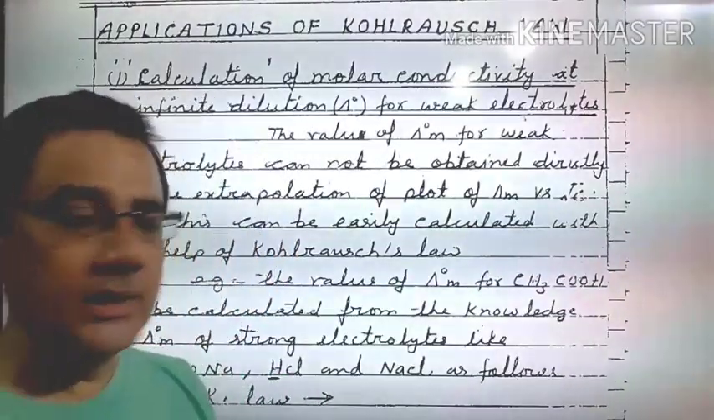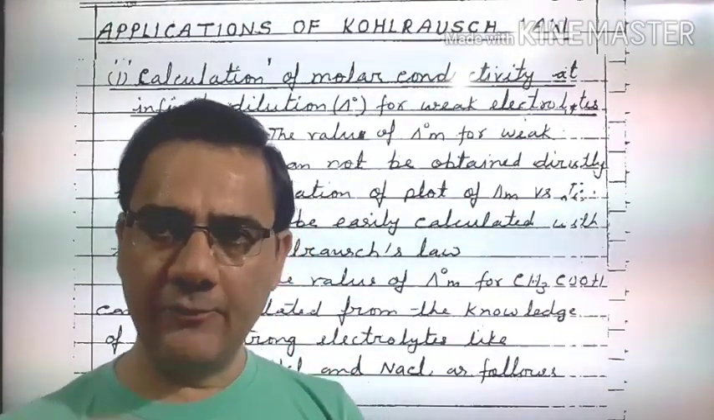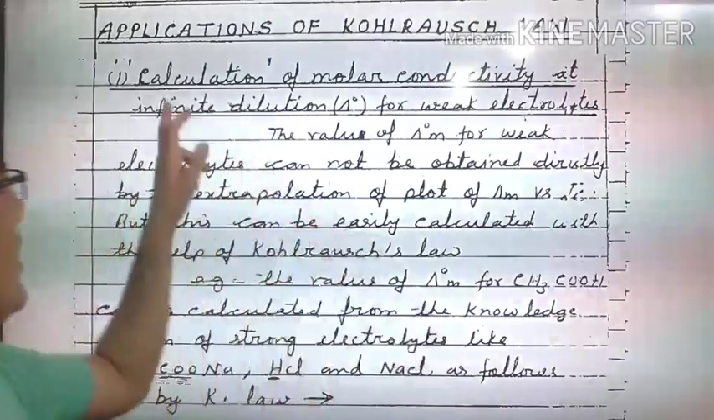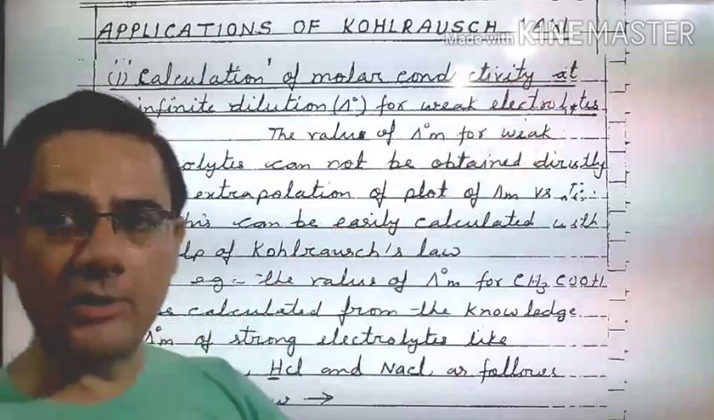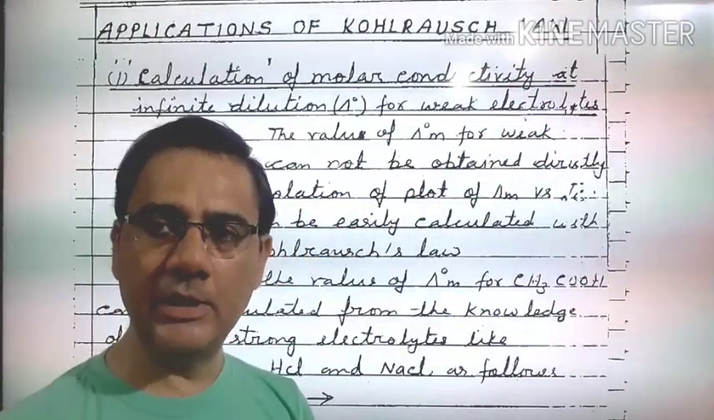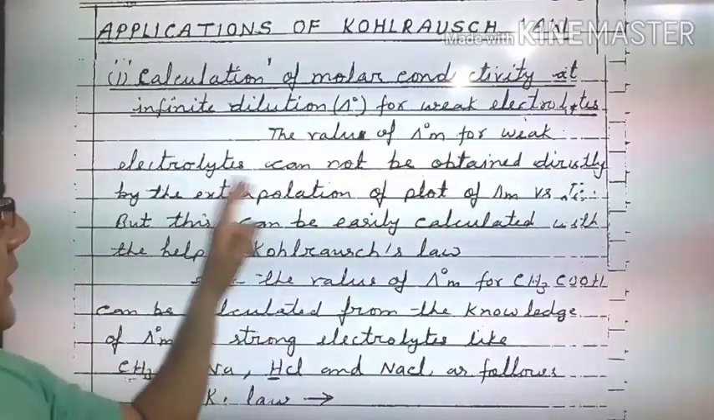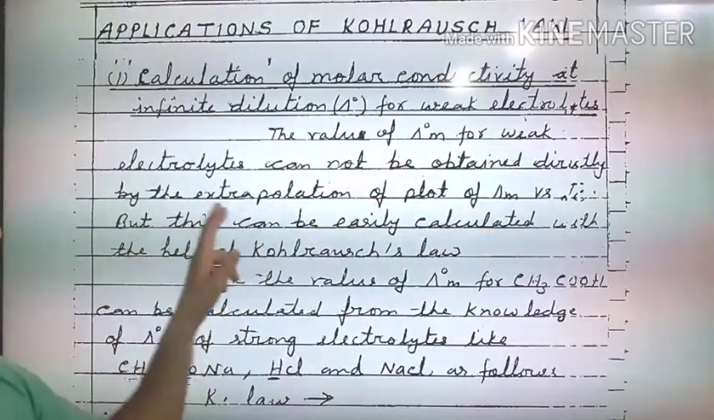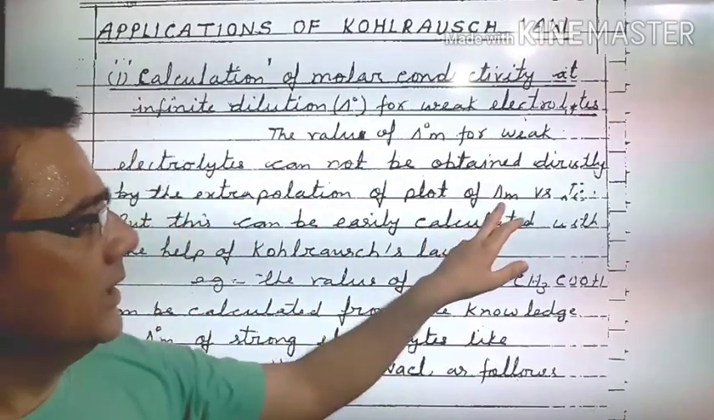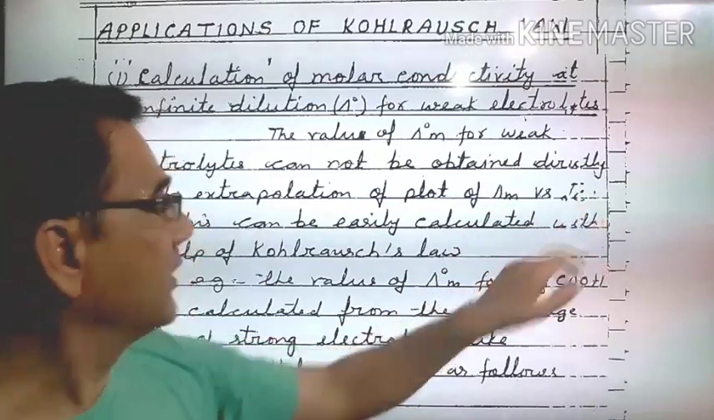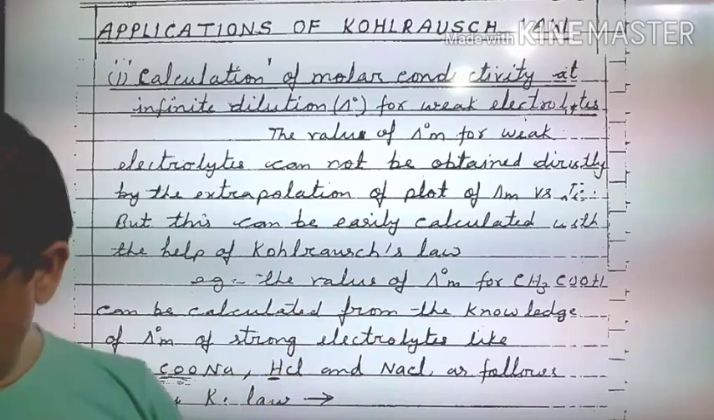This is our next topic, and that is applications of Kohlrausch law. And what are the applications? The first application of Kohlrausch law is calculation of the molar conductivity at infinite dilution for weak electrolyte. And the method which we use here is called the indirect method. The value of the limiting molar conductivity for weak electrolyte cannot be obtained directly by the extrapolation of the plot of molar conductivity versus square root of concentration, जैसे हम लोग strong electrolyte में करते हैं. But this can be easily calculated with the help of Kohlrausch law.